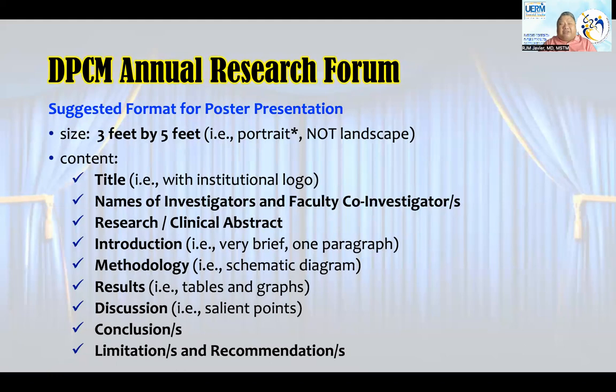Now, for purposes of the research poster, it is my understanding that you need to have an actual printout of your poster, which will be 3 feet by 5 feet in dimension. And what will be the content of their poster? It will be the following. But again, as I've said, I will not preempt if Dr. Wanko would want to have a different format. Then it will be the discretion of our department chair, and we will just comply with whatever he will prescribe or recommend.